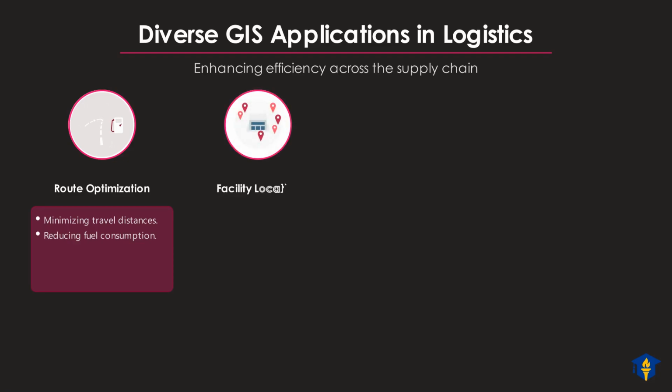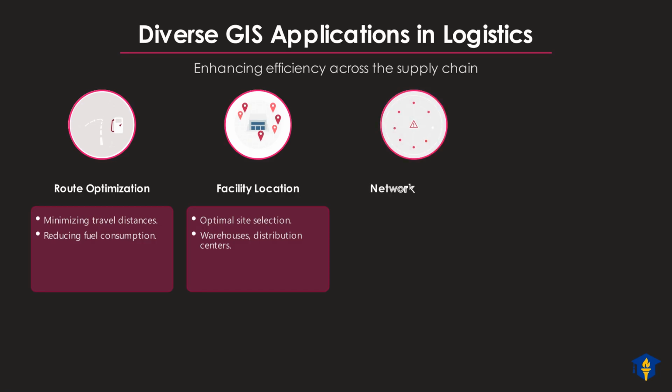Another important application is facility location, which is about strategic placement. This ensures optimal site selection for various operational facilities efficiently. For example, placing warehouses and distribution centers strategically for best reach.